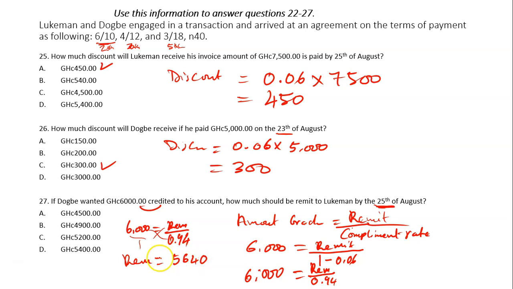640. So for question 27, the answer is not in. So I'll write E. That is Ghana cedis 5,640. So I'll shade E on the scannable sheet. So let's proceed to the next one.